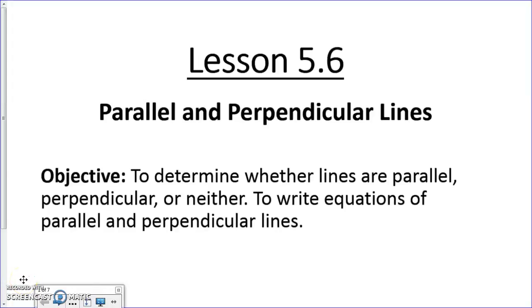Lesson 5.6, Parallel and Perpendicular Lines. The objective of this lesson is to determine whether lines are parallel, perpendicular, or neither, and to write equations of parallel and perpendicular lines.